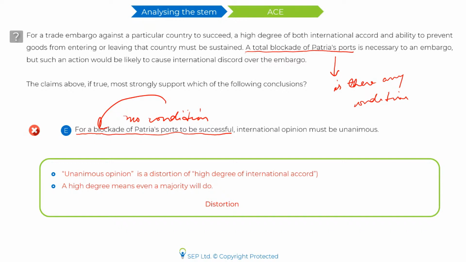Remember, look at the difference. I don't think you guys read E properly. Okay? E is saying for the blockade, you need a condition. We don't need a condition for the blockade. We need a condition for the embargo. Do let me know if you have understood this, guys. We're going to move to our assumptions. Let me know if this is clear.